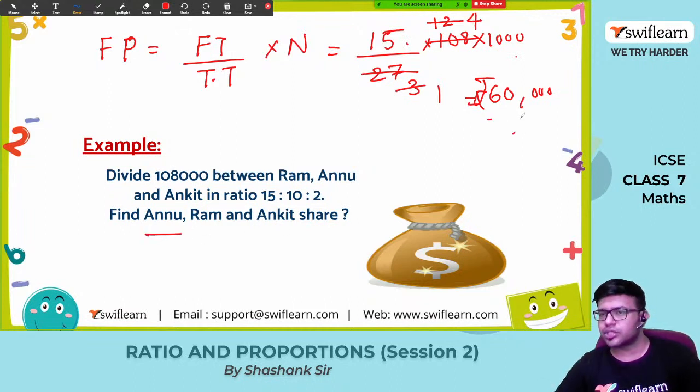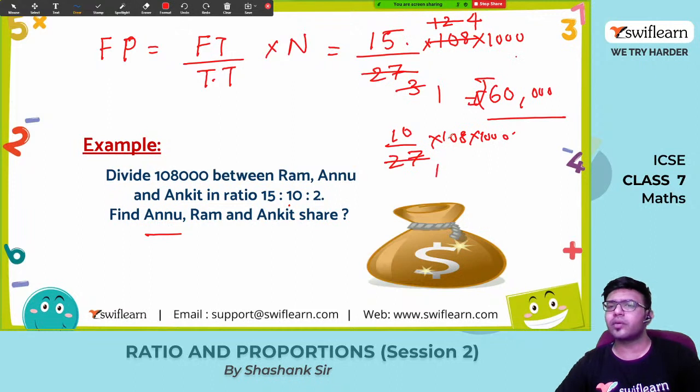Anu gets 60,000 rupees. Ram will get 10 by 27 into 108 into 1000. 27 1s are 27, 27 4s are 108. So Ram will get 40,000, and this is 2 parts. So 60 plus 40 is 1 lakh. So if we subtract 1 lakh from 1 lakh 8,000, you get 8,000.